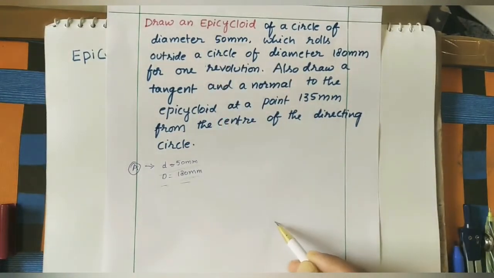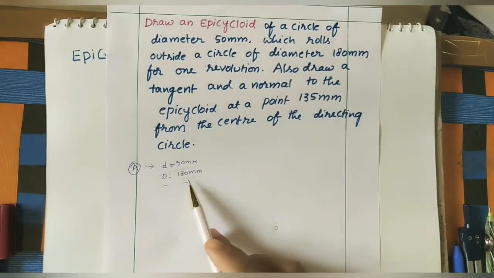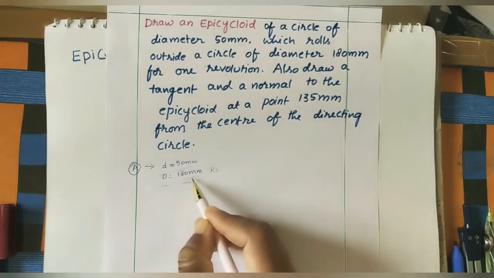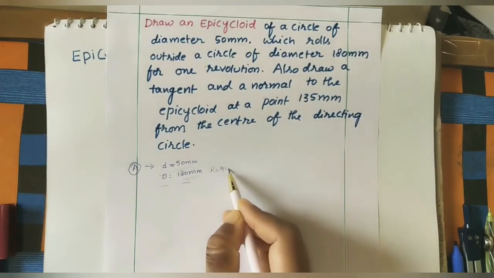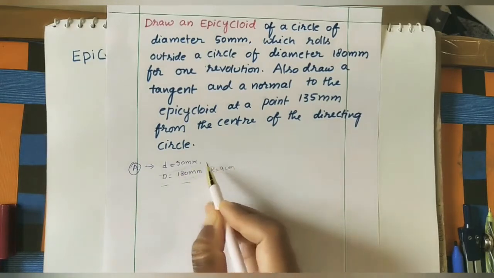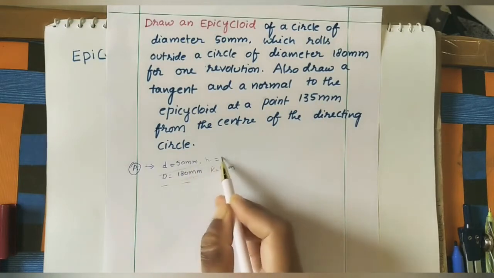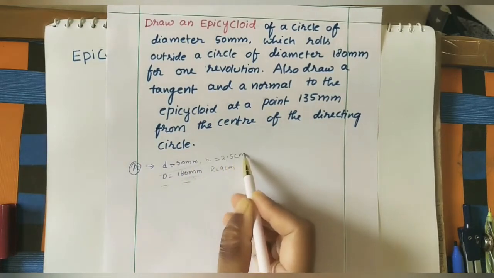Take one center, O as center. So this diameter is 180 mm. And what is the radius? Half of it, 90 mm or 9 centimeter. And what is the smaller radius? I am taking small r. So it is half of it, 25 mm, that is 2.5 centimeter.